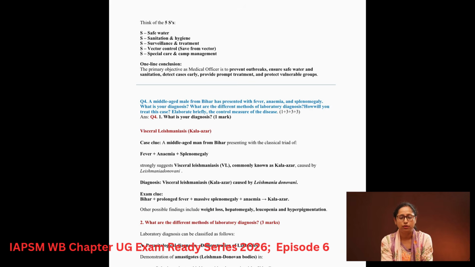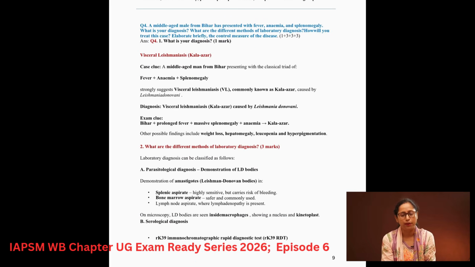Now, coming to the first question, the diagnosis carrying 1 mark. Definitely a middle-aged person from Bihar with fever, anemia, splenomegaly, that is the classical triad for visceral leishmaniasis or Kala-Azar. So, it is VL or visceral leishmaniasis. Other possible findings could be weight loss, hepatomegaly, leukopenia and hyperpigmentation. When we are talking about that typical triad, we should also remember that these are also the findings of Kala-Azar which may come later.